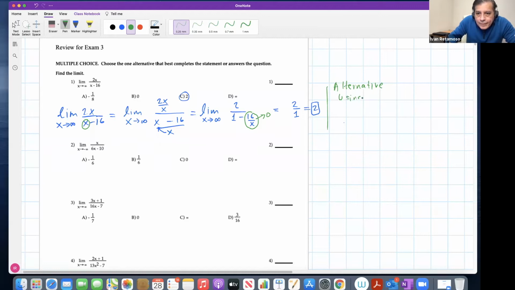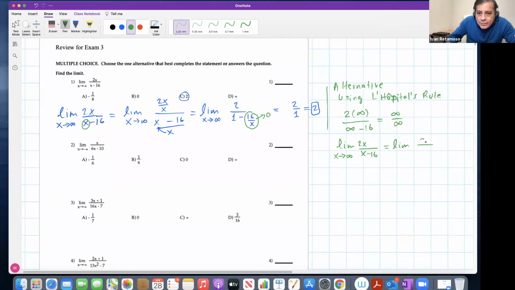using L'Hopital's rule. Remember, L'Hopital's rule said that if you plug infinity in here and you get the expression infinity over infinity, one thing you can do is take the derivative of this, the derivative of 2x, and take the derivative of x minus 16, and you can replace this quotient by the quotient of the derivatives.